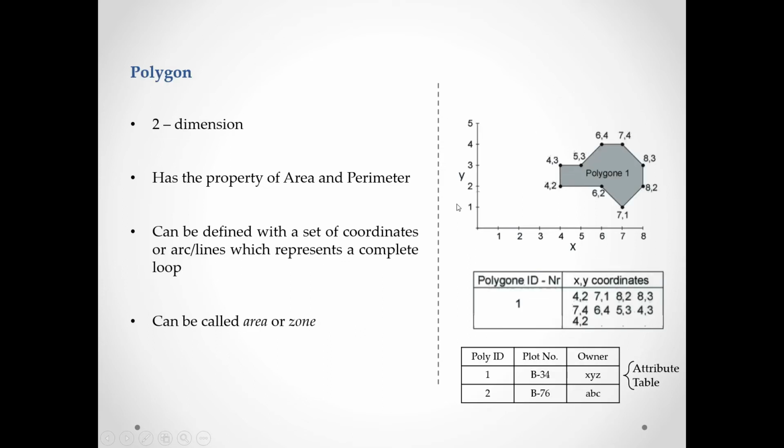The next one is polygon. It is 2 dimension, has the property of area and perimeter. Can be defined with the set of coordinates of arcs or lines which represent the complete loop. Can be called area or zone. This is for the polygon representation, and this is the ID and the coordinate system for the attribute table.